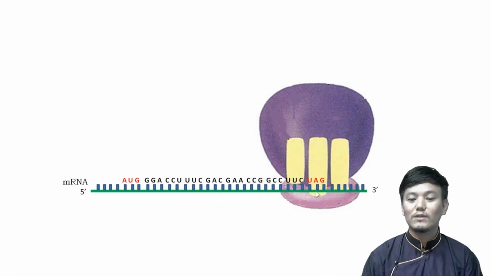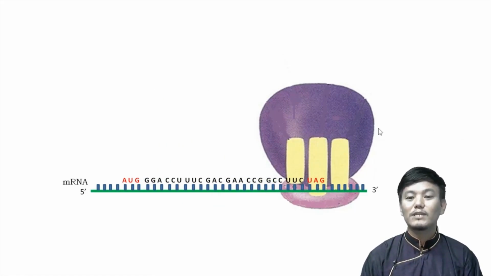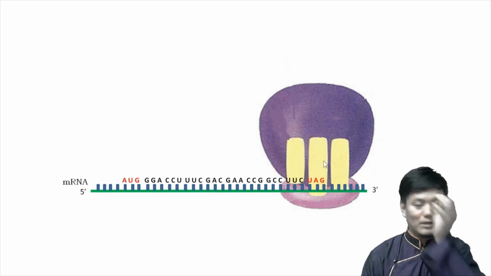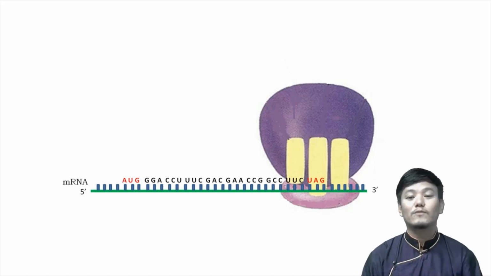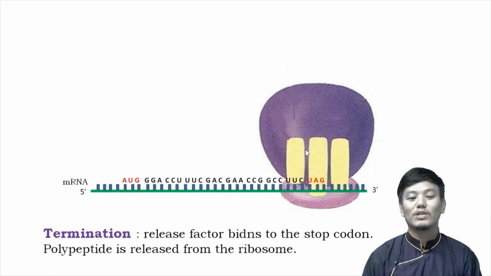All right. So after elongation, when the ribosome moves over the mRNA and reaches the end part, the stop codon, UAG is a stop codon, you know that, right? When it reaches the stop codon, a terminating factor will come. It will bind with the ribosome, and then the entire polypeptide will be detached. It will become free and leave the ribosome. So this is called termination.